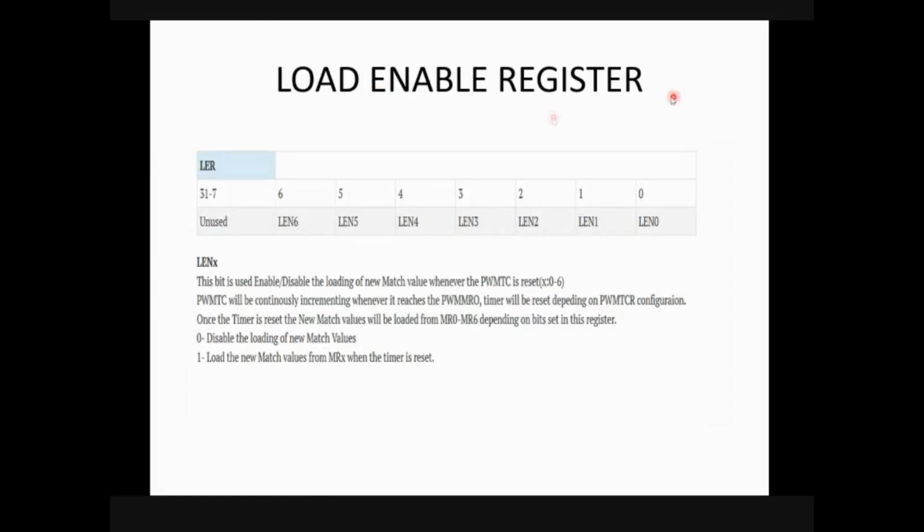Then the load enable register. The load enable register is also a 32-bit register from 0 to 31. Here bits 0 to 6 are used. The remaining bits 7 to 31 are unused. Bit 0 is named LEN0, bit 1 is LEN1, bit 2 is LEN2, bit 3 is LEN3, and the 6th bit is LEN6. LEN is the load enable.